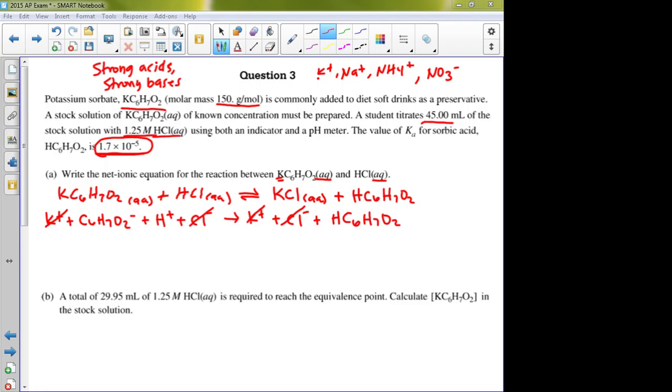And so my net ionic equation is C6H7O2 negative plus H positive goes to HC6H7O2. And again, I can almost promise you there's going to be a net ionic equation on this test. It's probably going to be in the acid and base section. And if it's not in the acid and base section, it's going to be on the electrochem section. It's going to show up in one of those two.